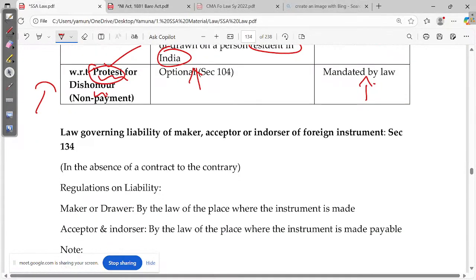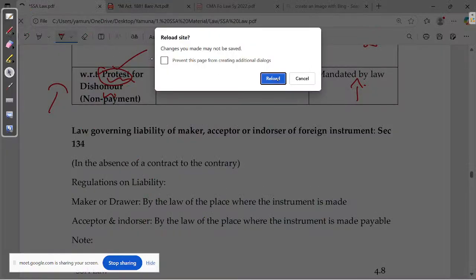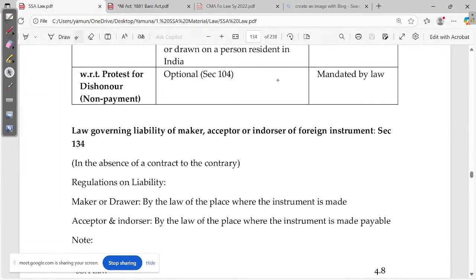The laws governing the liability of a maker, acceptor, or endorser with respect to a foreign instrument. If we are both resident in India, it is going to be an inland bill, and we are going to follow our own laws.